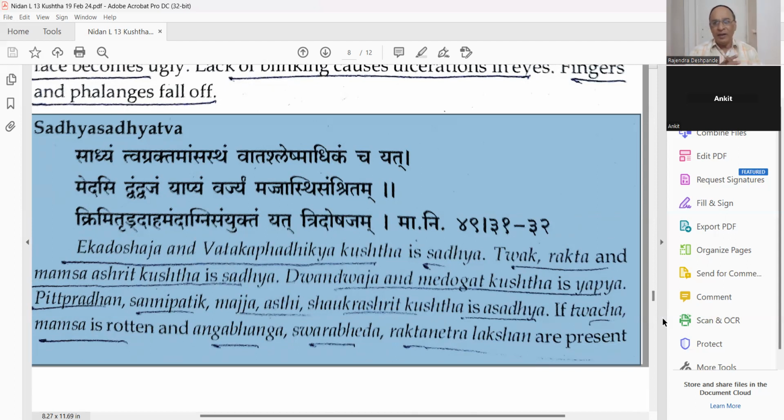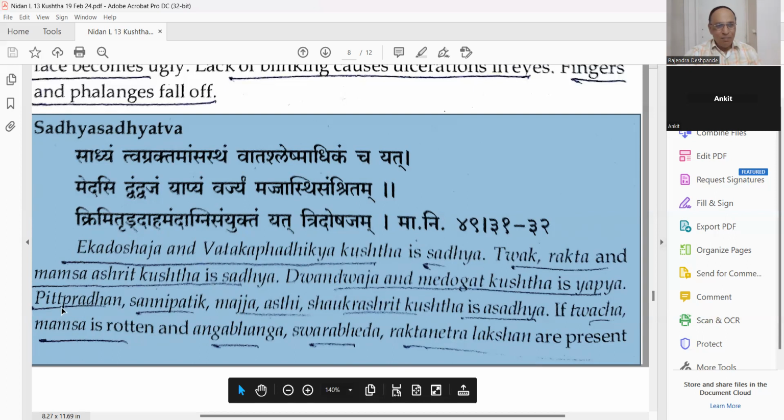For example, Madhumeha, diabetes mellitus. Nobody in the world can say, I can cure diabetes. No. He is a cheater. He is a fake doctor. But if anybody says, with the help of Ayurveda, I can control your diabetes, very good doctor. Very good doctor, 100 out of 100 marks. Because according to Ayurveda, Madhumeha is not Sadhya, it is Yapya.